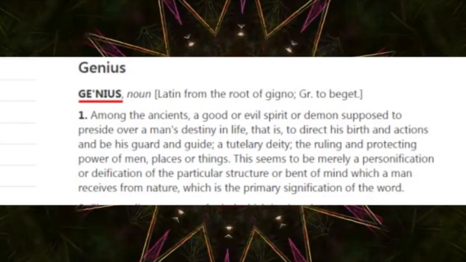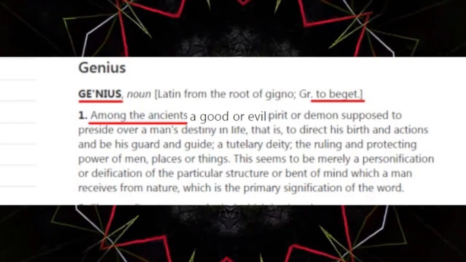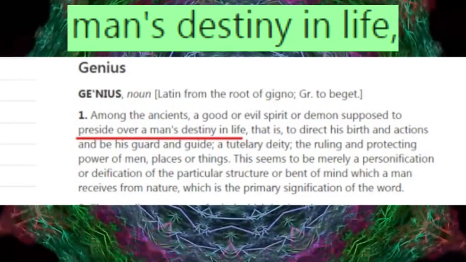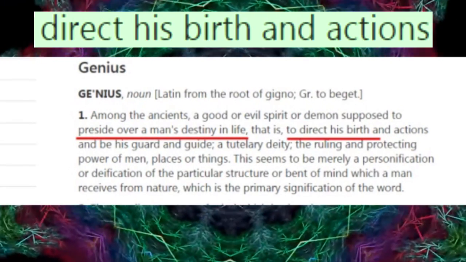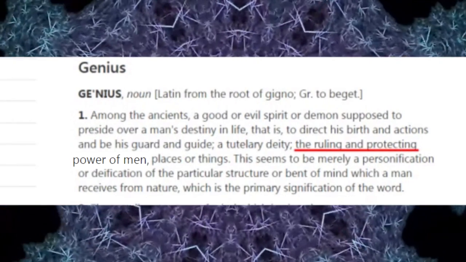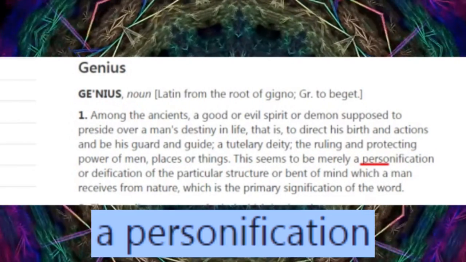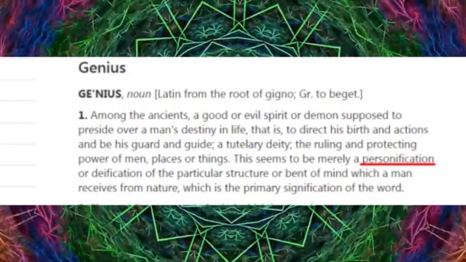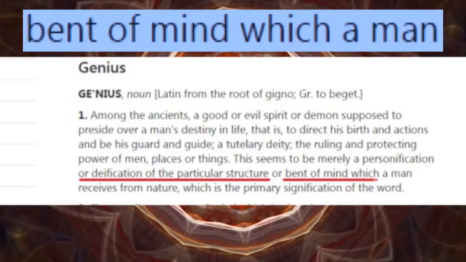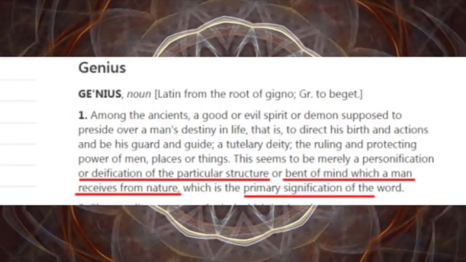So genius is a noun from the Greek, to beget. We have been looking at that a lot lately. Among the ancients, a good or evil spirit or demon supposed to preside over man's destiny in life, that is, to direct his birth and actions and be his guard and guide. The ruling and protecting power of men, places, or things. This seems to be merely a personification, or deification of the peculiar structure or bent of mind which a man receives from nature, which is the primary signification of the word.